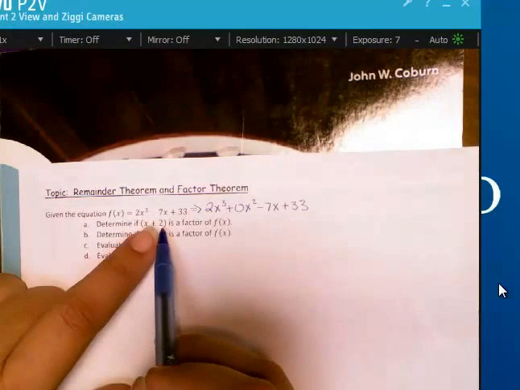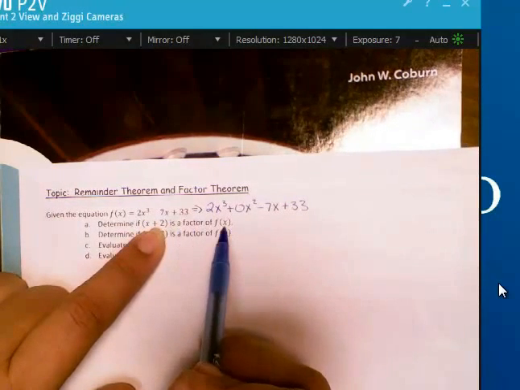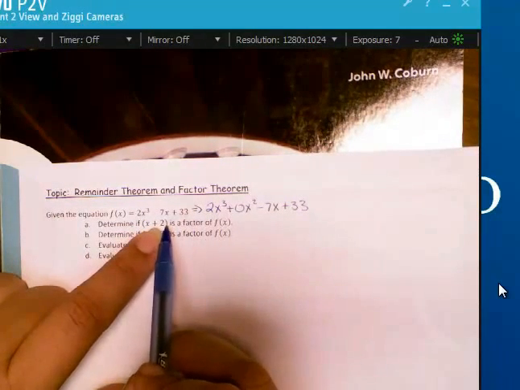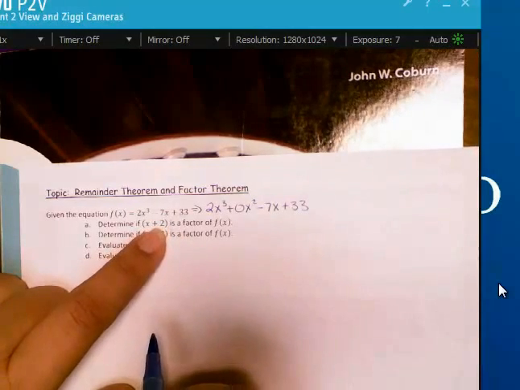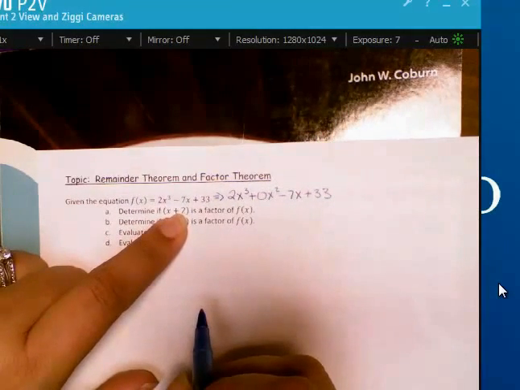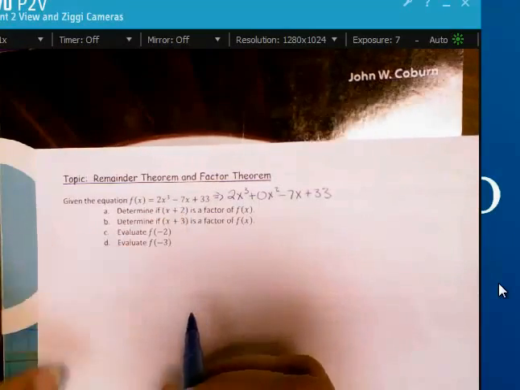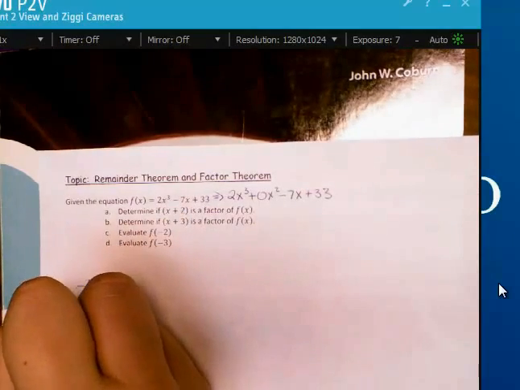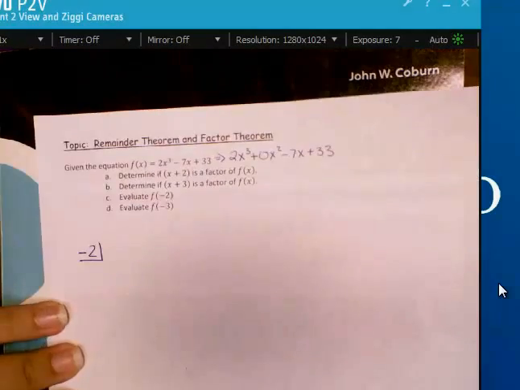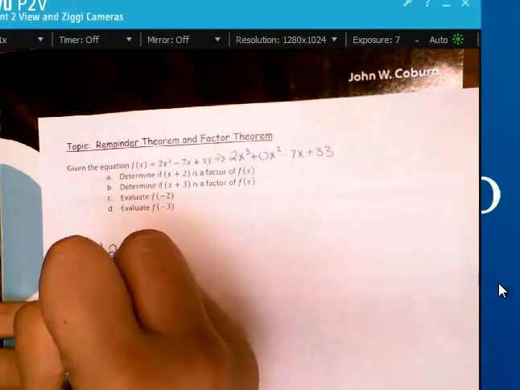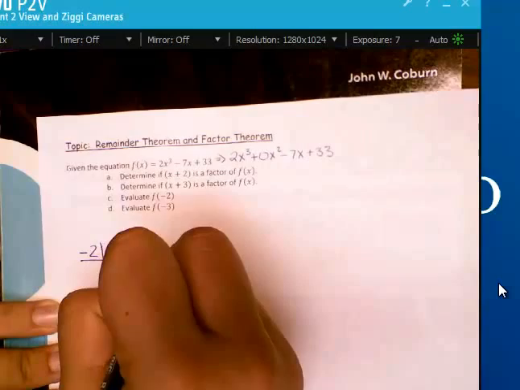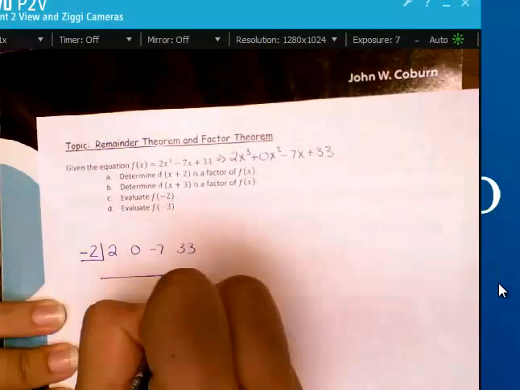Okay, we want to determine if x plus 2 is a factor. Okay, so since this is the factor, we want to use the 0 if we're going to do synthetic division. So since x plus 2 is the factor, that means that our 0 is negative 2. Okay, and then now we just write the coefficients of these numbers. So we get 2, 0, negative 7, 33.